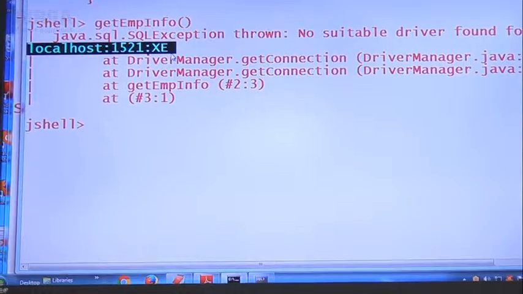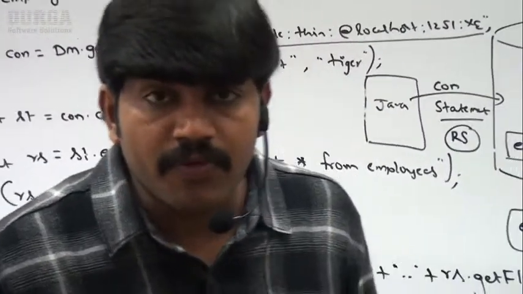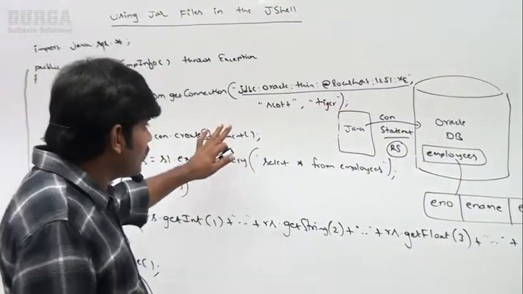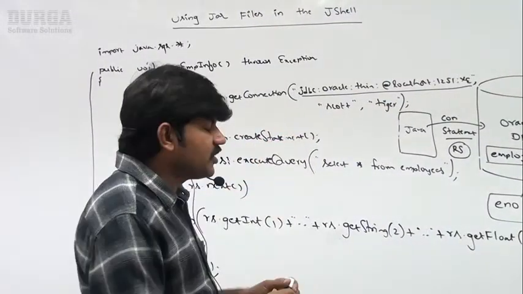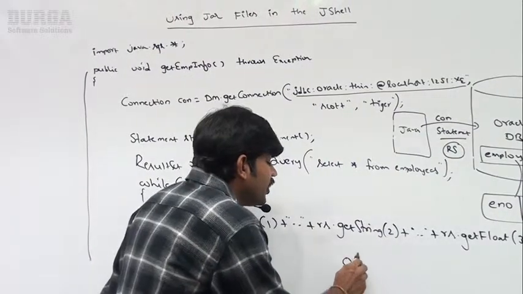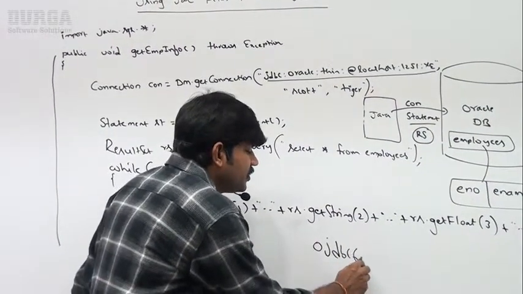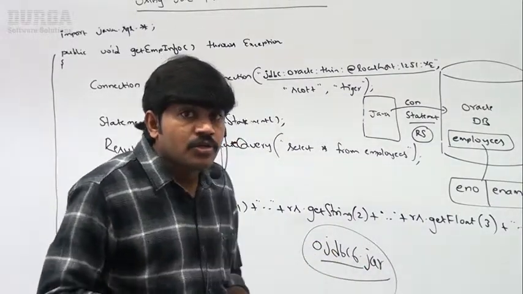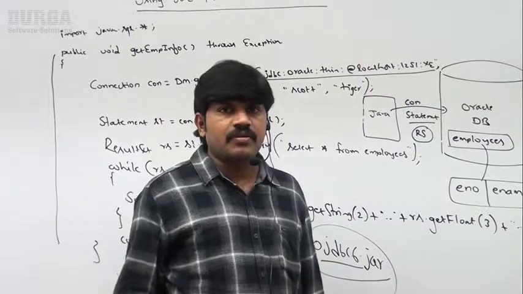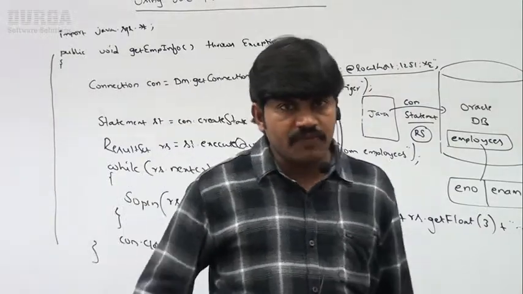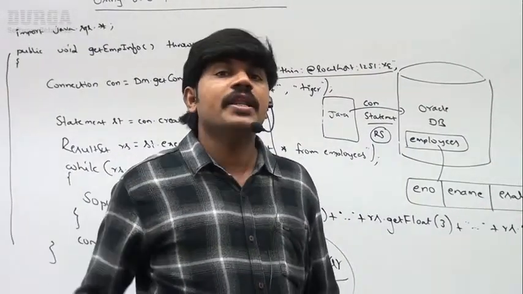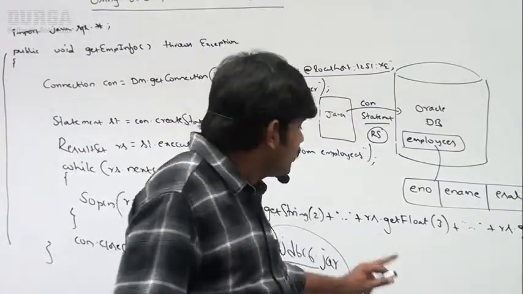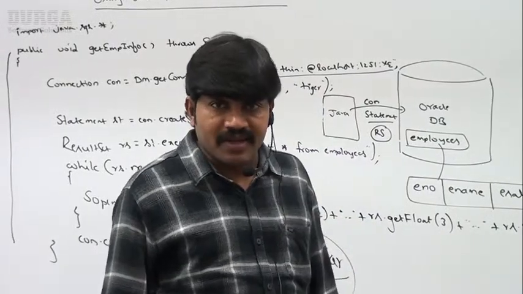Are you able to understand? What is the problem we got, sir? SQLException. Because to run this code, some jar file must be required: ojdbc6.jar. Remember this one. This jar file must be required, sir. But where is the jar file? Is it a problem or not? Yes, we require to make this jar file available to JShell. Then only this program is going to run. Clear for all of you, right?